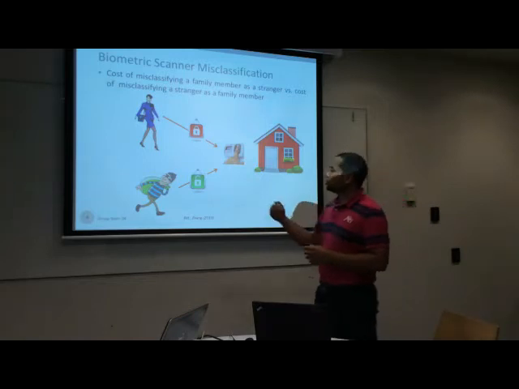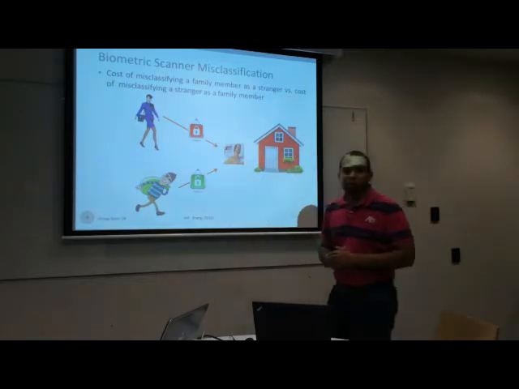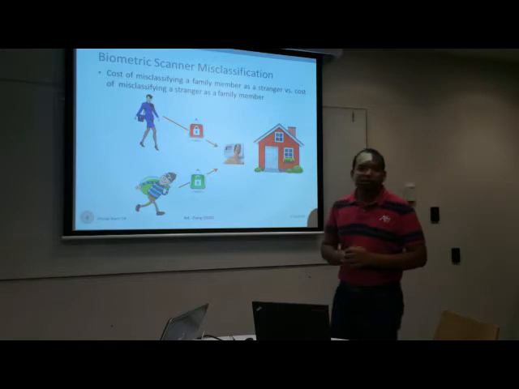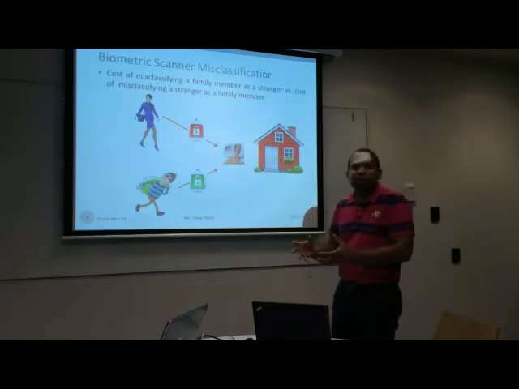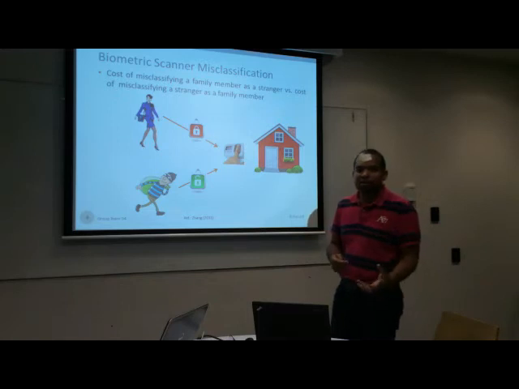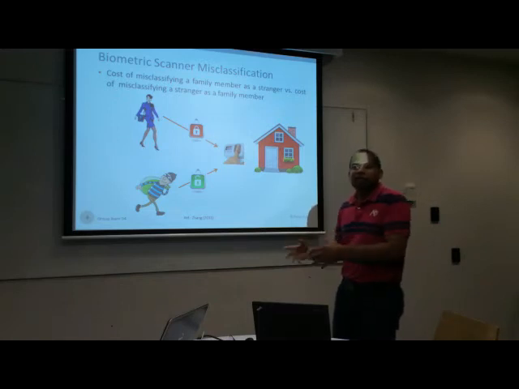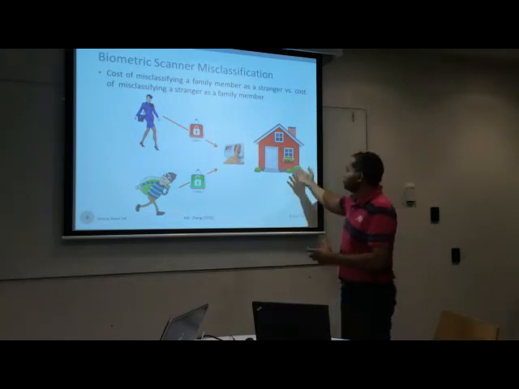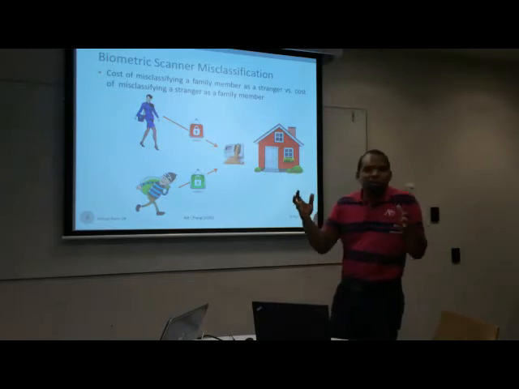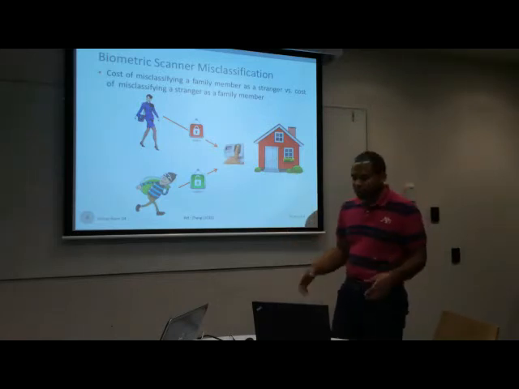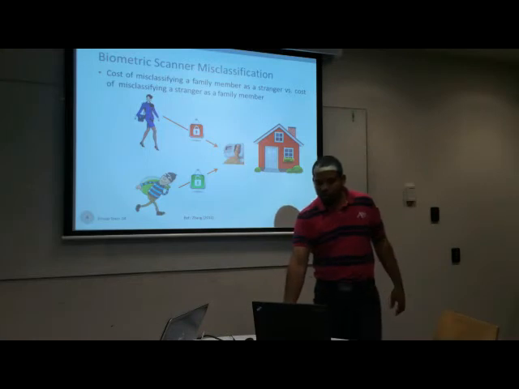But what happens when a stranger, a robber for example, gets to the classifier and the algorithm classifies that thief as part of the family and opens the door? We have what we consider to be a greater impact of the cost in this situation.